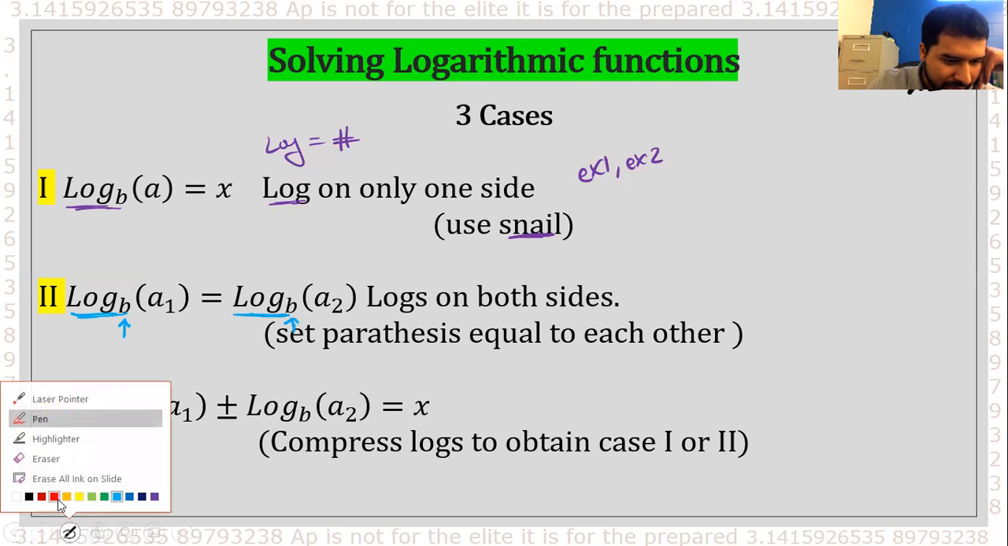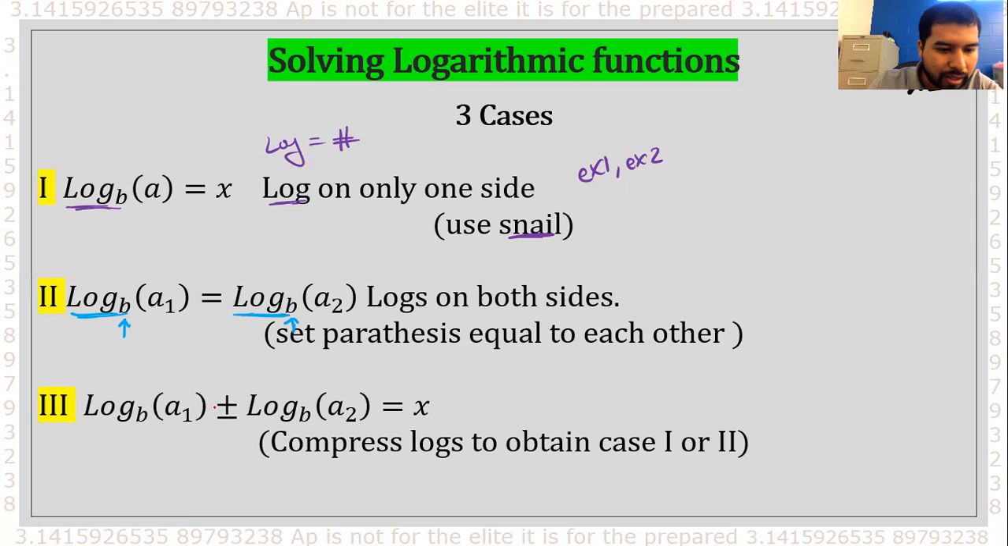And last but not least, I have this right here. I have the same idea from compressing and expanding, and you can see the plus and the minus, right? Remember, when you add, that's the same thing as multiply, and when you subtract, that's the same thing as division. So keep that in mind when they have the same base. Logs with the same base, you can either add them, meaning the parentheses multiply, or you can subtract them, meaning you set them in a fraction, the numerator and the denominator.